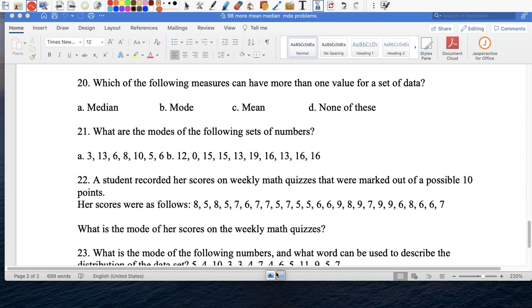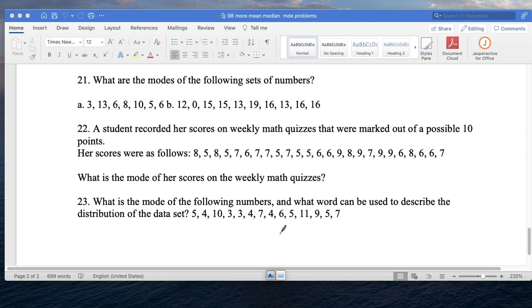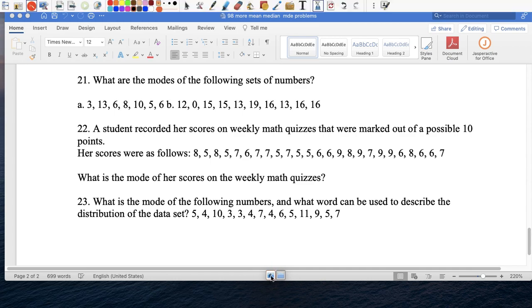A student recorded her scores on the weekly math quizzes that were marked out of a possible 10. God, they couldn't give us the numbers in order. Her scores were as follows. What is the mode of her scores? Okay, so the mode, that's easier.